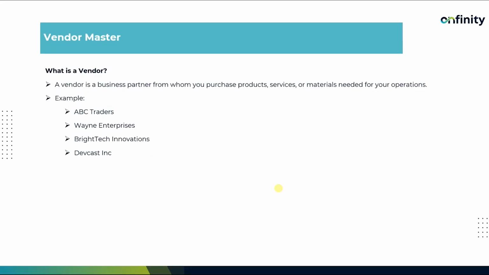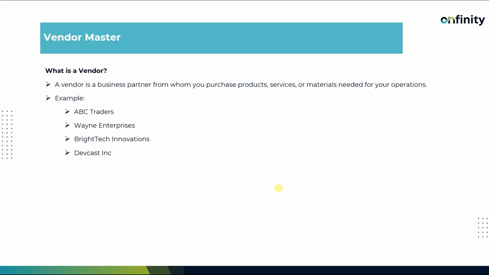Now, let's understand what a vendor is. A vendor or supplier is a business partner from whom you purchase products, services, or materials needed for your operation. For example, these could be ABC Trader, Wayne Enterprises, Bright Tech Innovations, or DevCast Inc.